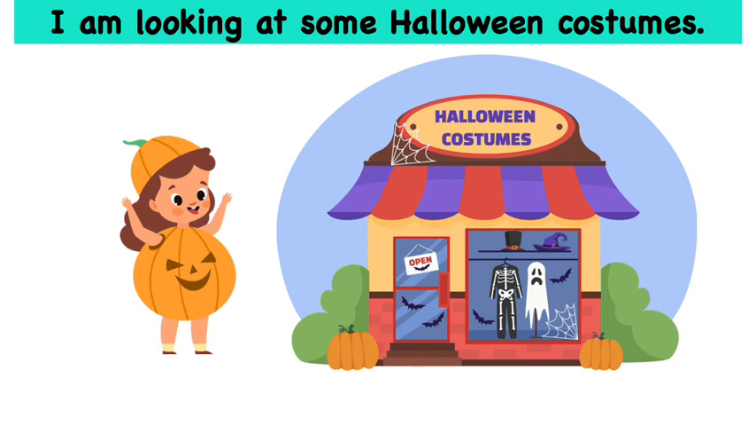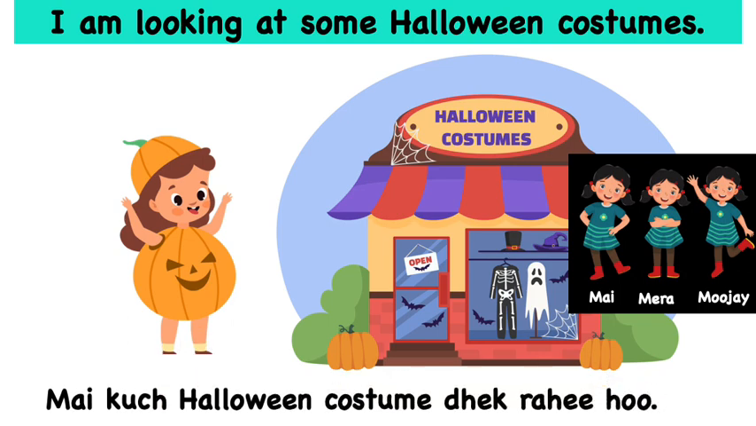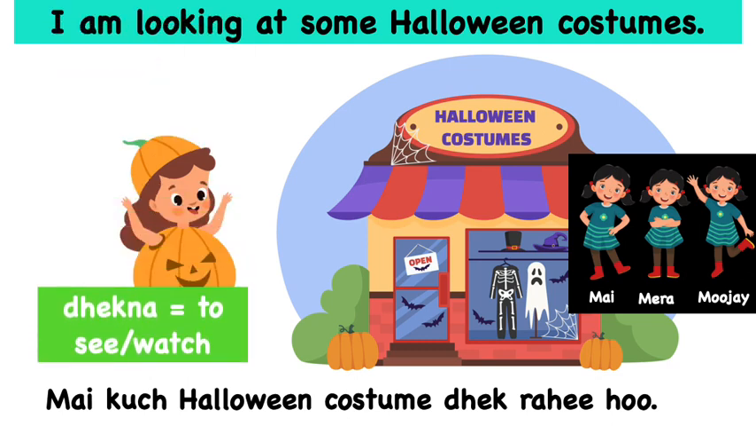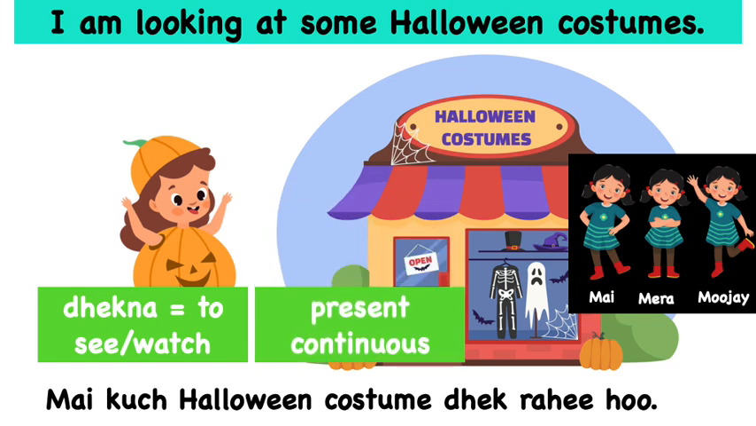I am looking at some Halloween costumes. Is it मैं, मेरा or मुझे? मैं. So what would the sentence be? मैं कुछ Halloween costume देख रही हूँ. The verb is देखना, which means to see or to watch. And the tense is present continuous. And the speaker is a girl. So we conjugated the verb to देख रही हूँ.